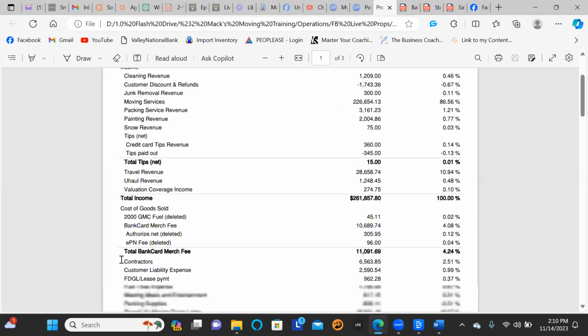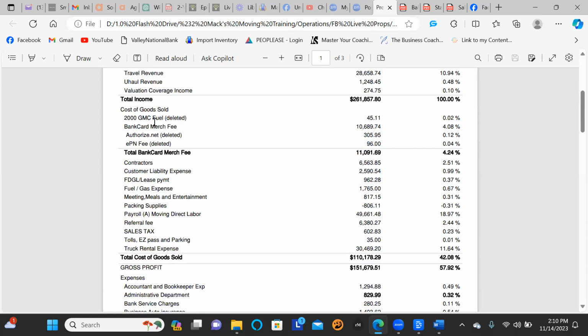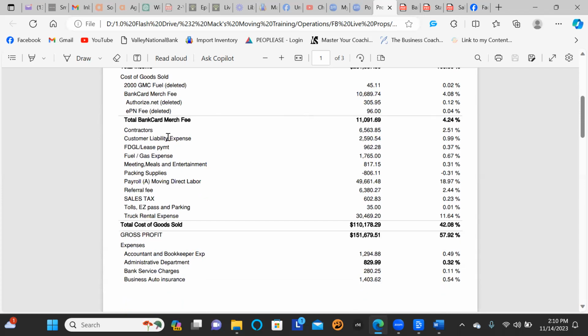From there, for us, we had travel revenue, U-Haul revenue, etc. Now you're going to get into your COGS. Bank card fees may not be in COGS, that might be a general expense. But if you had any day laborers that you contract, whether from a temp service or you hired them and paid them $200 for the day, you want to have that in there. Your customer liability expense if you got claims, fuel, gas, packing supplies that you purchased.